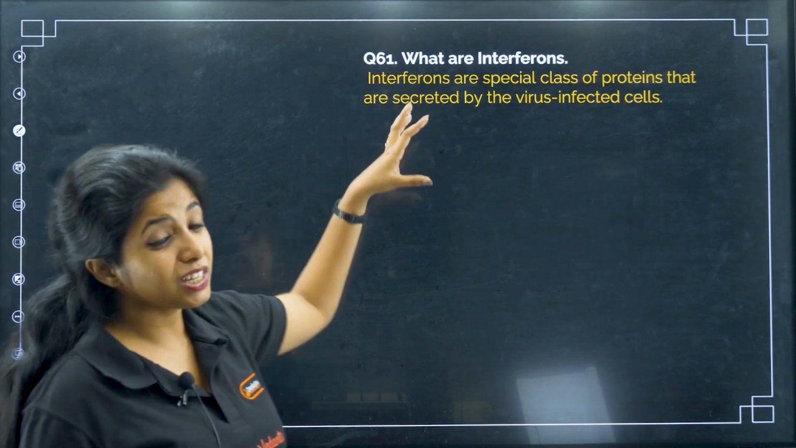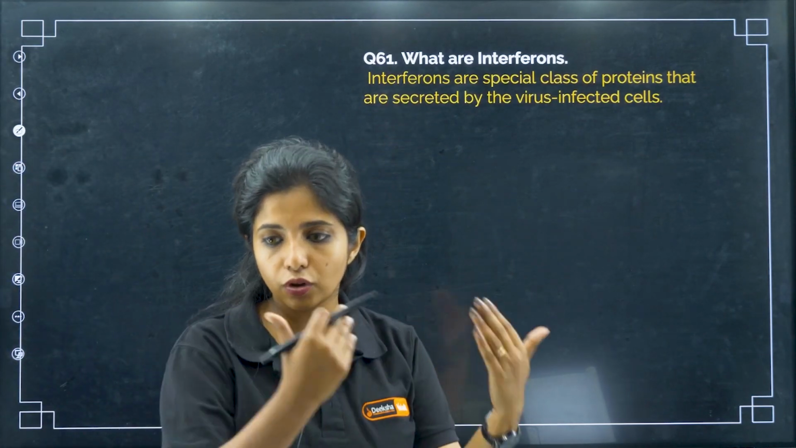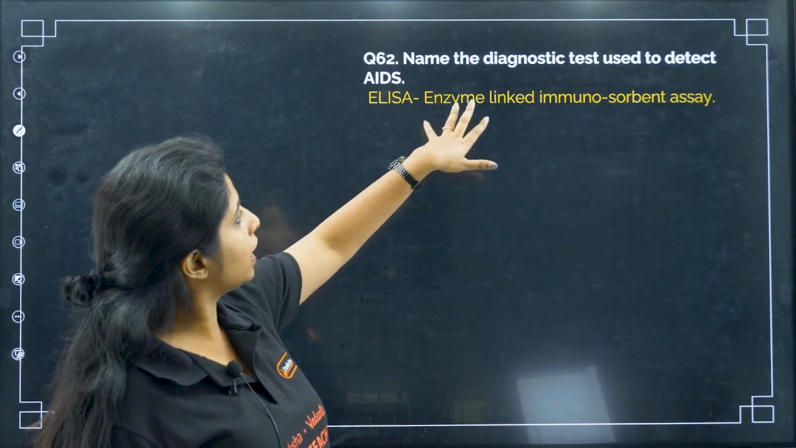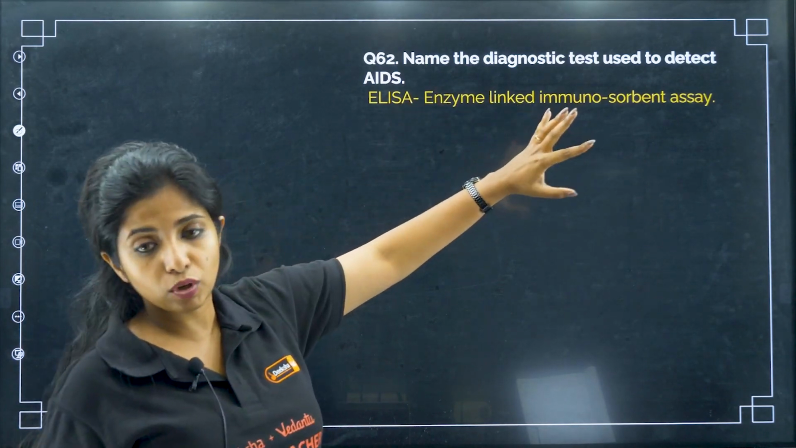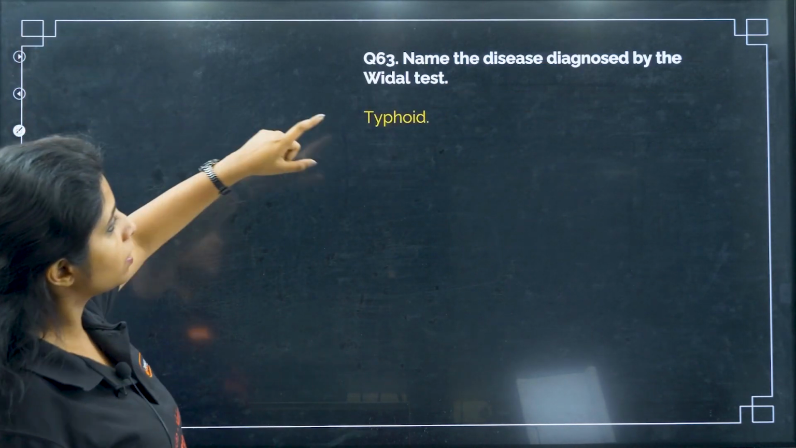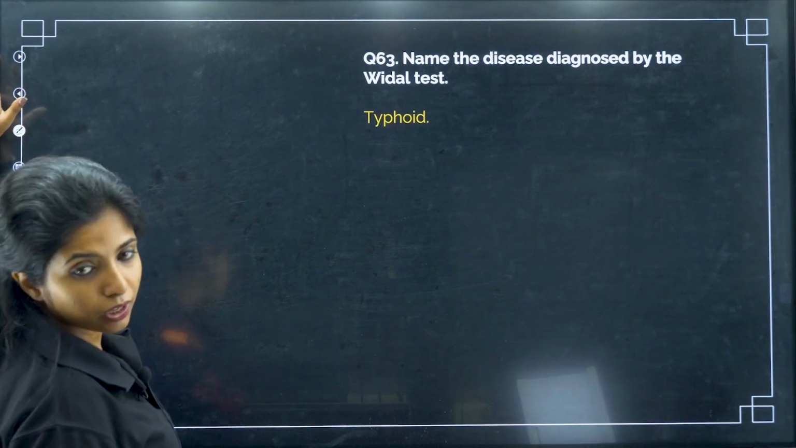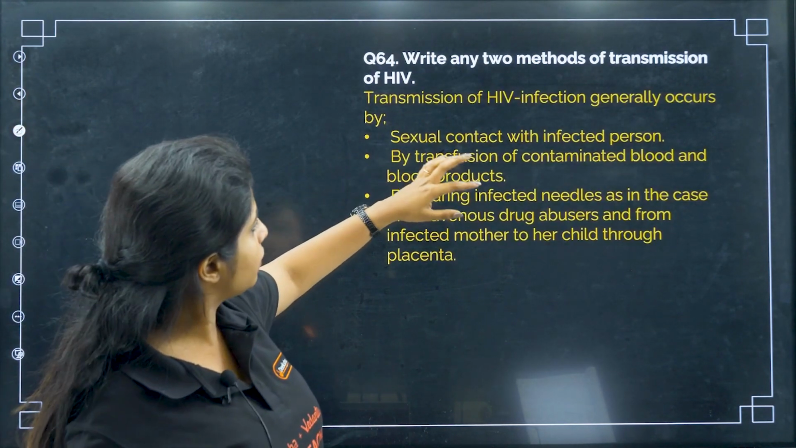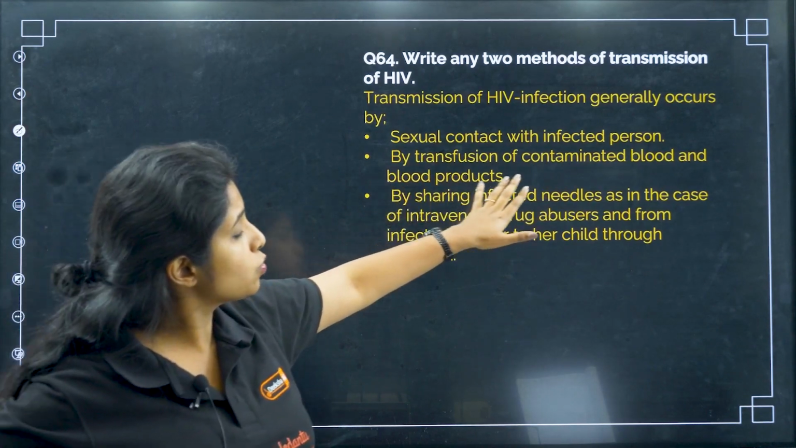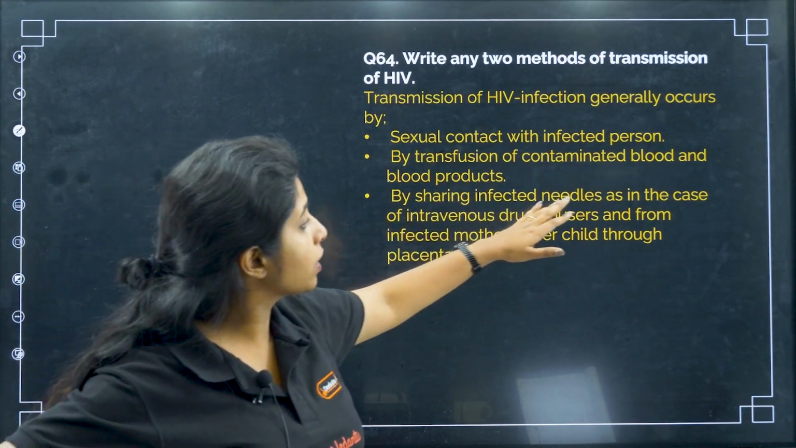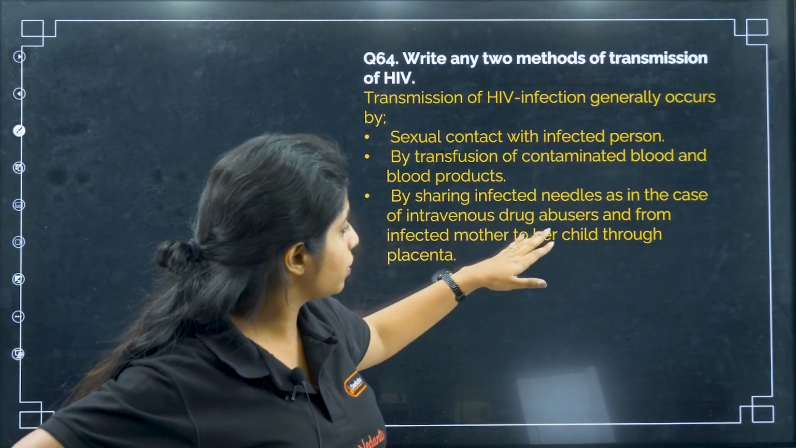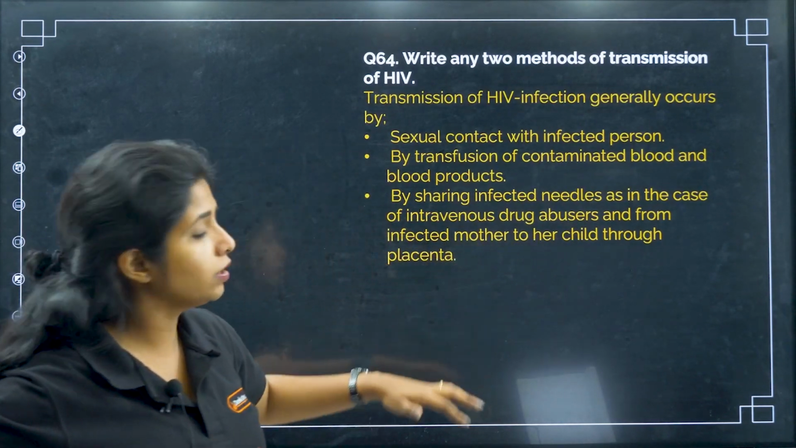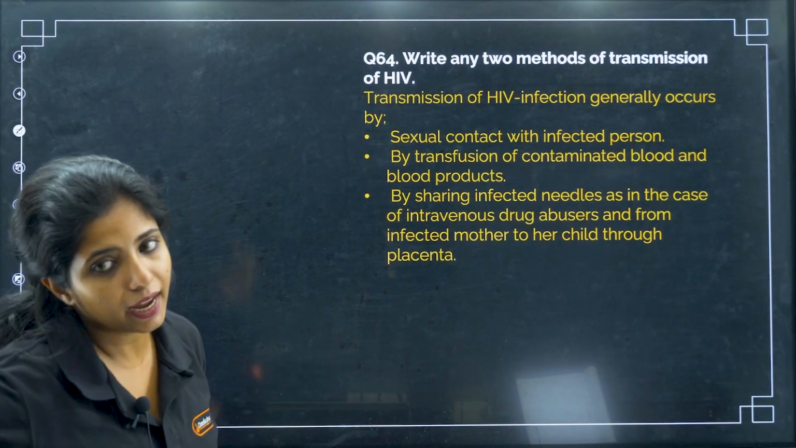Going ahead, what are interferons? Interferons are released from a virus infected cell to the normal cell so that it can be safe. Now, name the diagnostic tool to detect AIDS. It is enzyme linked immunosorbent assay, my dear children. Name the disease diagnosed by Vidal, that is, why do we use Vidal test? For typhoid. Right, any 2 methods of transmission of HIV: sexual contact with infected person, transmission of contaminated blood and blood products, sharing infected needles in the case of intravenous drug abusers, and from infected mother to her child through the placenta as well.